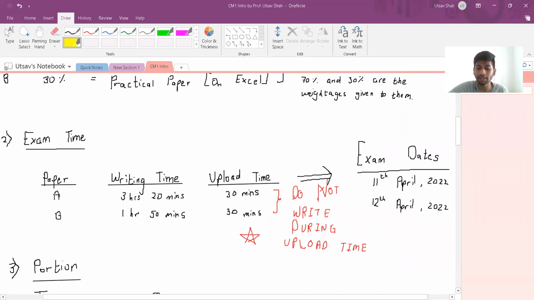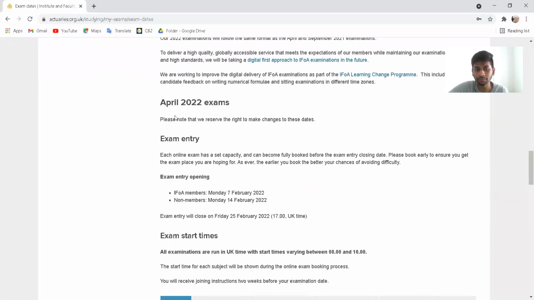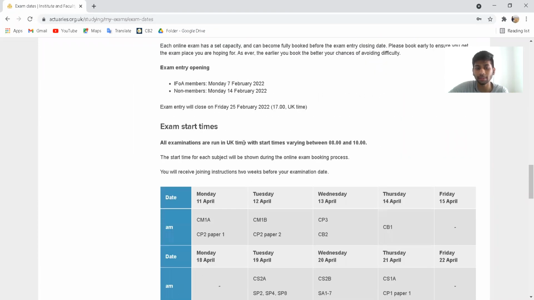And what are the exam dates? The exam dates are 11th April 2022 and 12th April 2022. I have already opened a page for you guys. As you can clearly see, April 2022 exams.